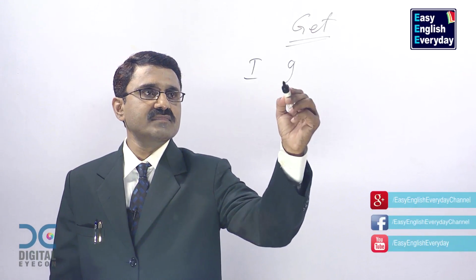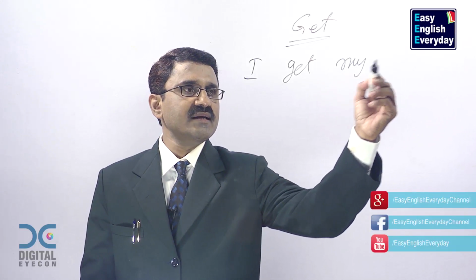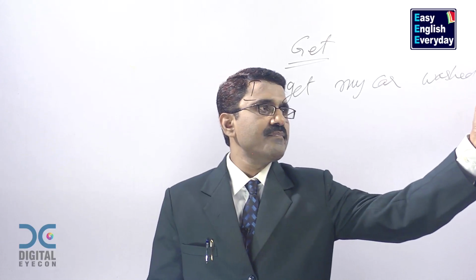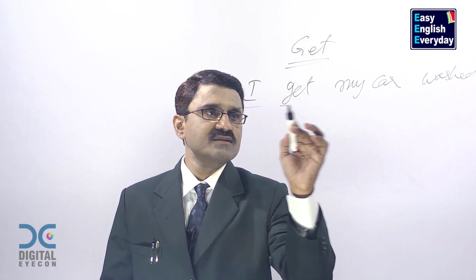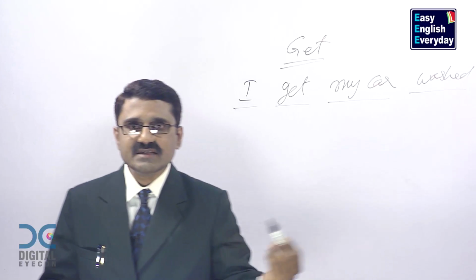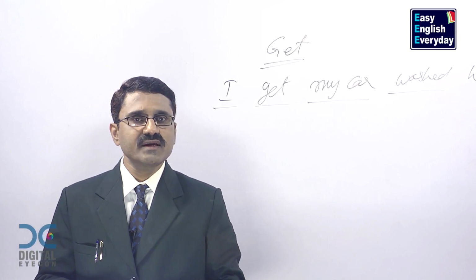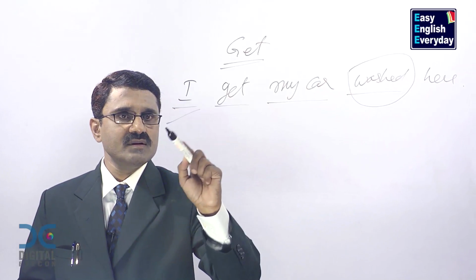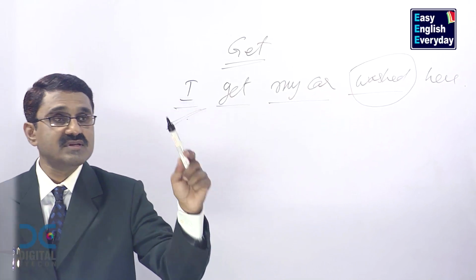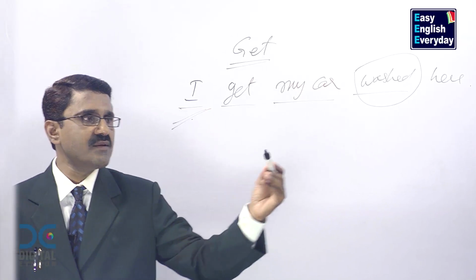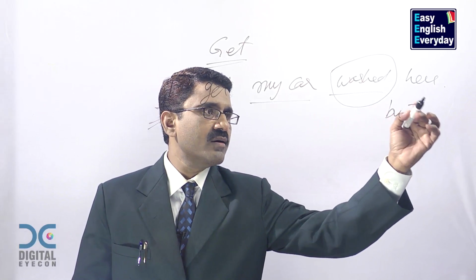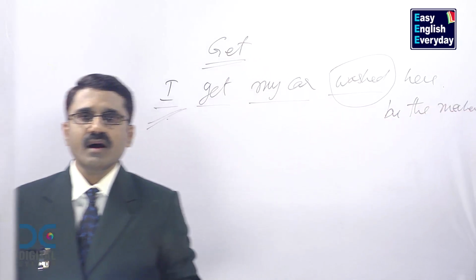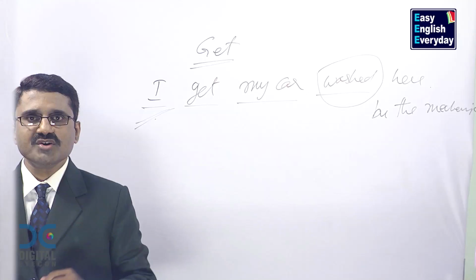I get my car washed here. Try to understand this example. I get my car washed here. So who is the doer of washed? I? No, but somebody else. It can be a mechanic or somebody else. I get my car washed here.